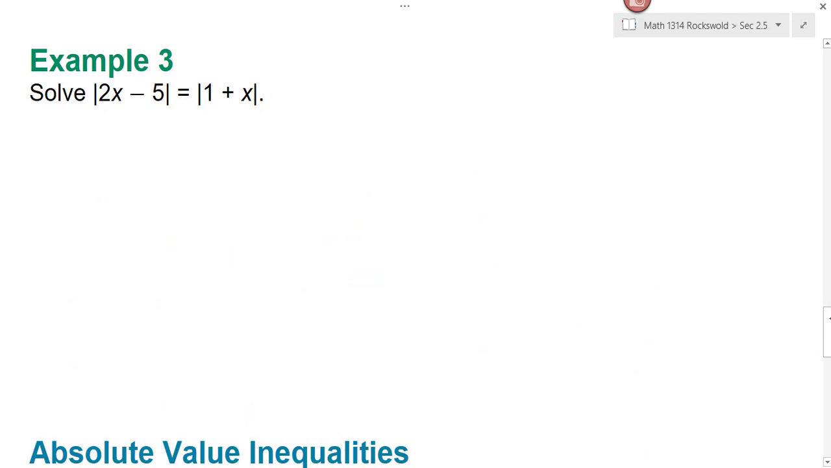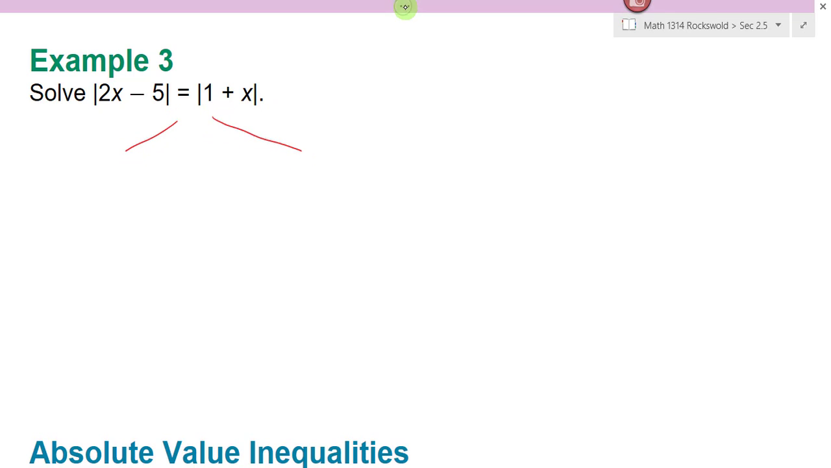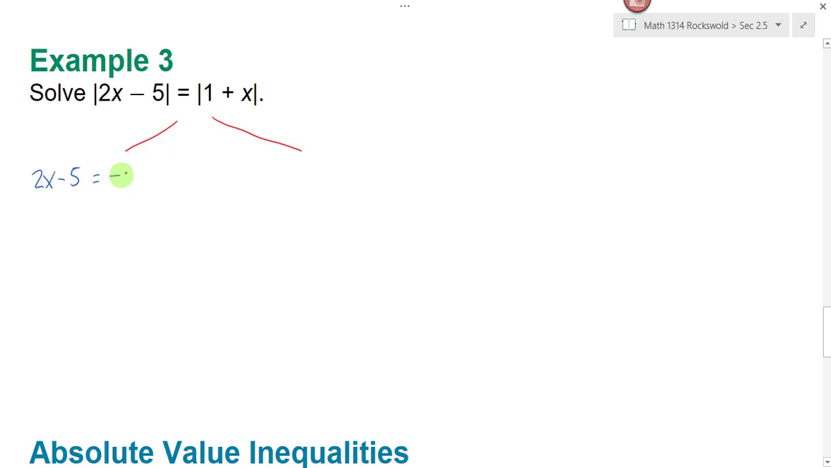In example 3, we have an absolute value equal to an absolute value, but guess what? It's still an absolute value equation. I've got the absolute value isolated. I'm going to solve this by using the same process that I've already developed. I take what's on the inside of the absolute value bars and I set it equal to the opposite of the inside of these absolute value bars. And then I take what's on the inside and set that equal to the right hand side.